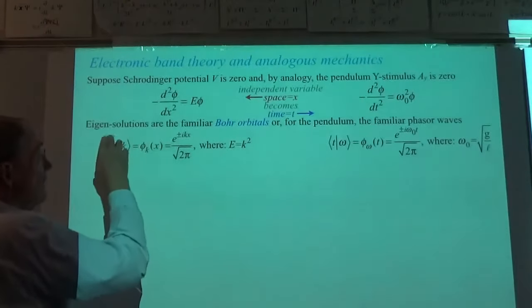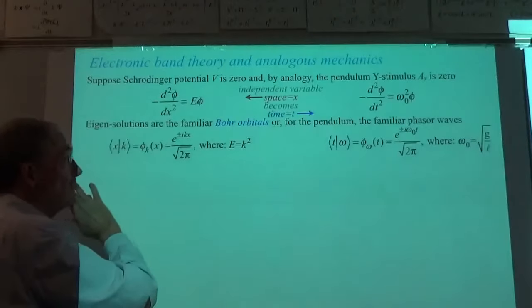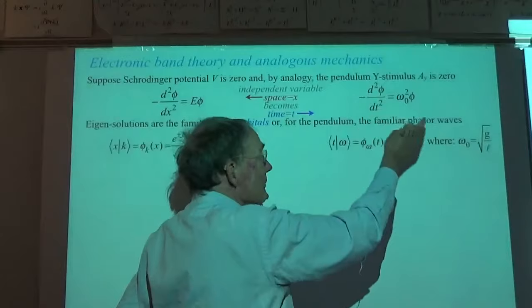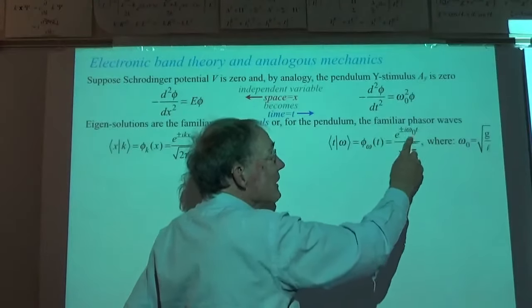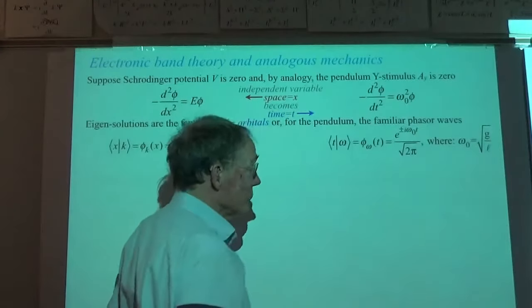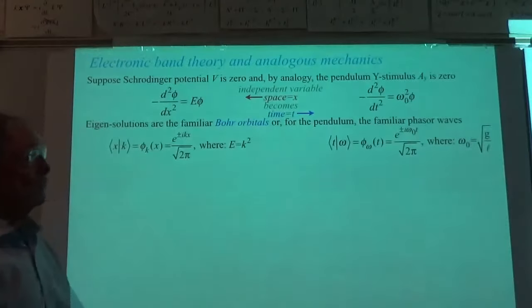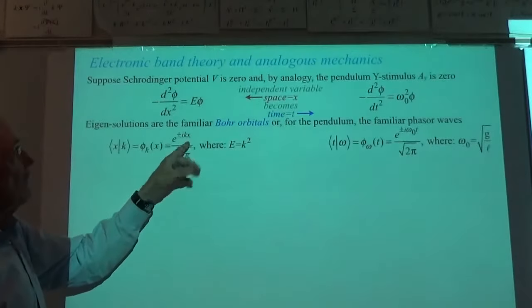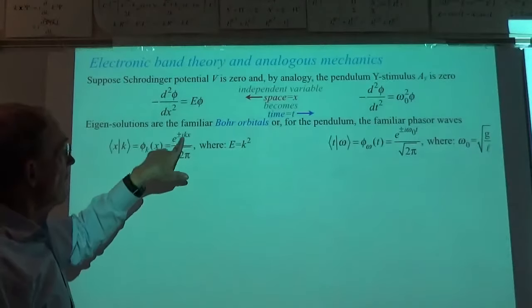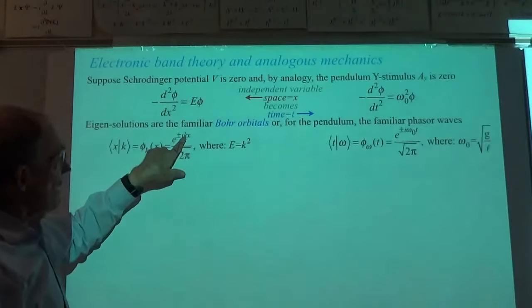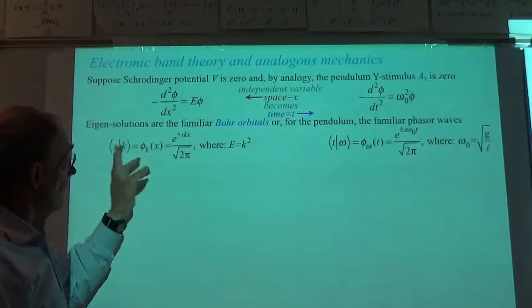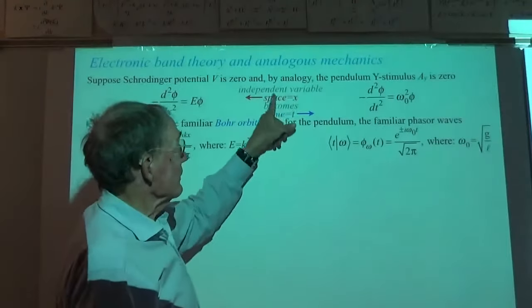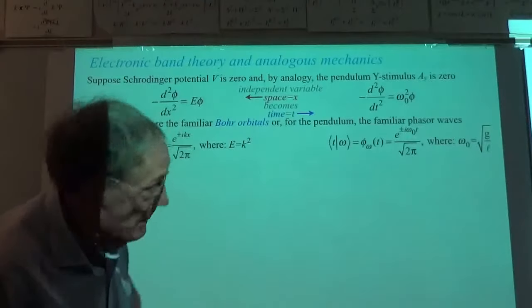Okay, so the eigensolutions for this are pretty familiar. Well, so are they for the pendulum. They're just the familiar phasor waves with this constant omega zero multiplying time. Here, the wave vector, momentum, if you will, k is multiplying the spatial variable. And remember, that is the connection between these two.